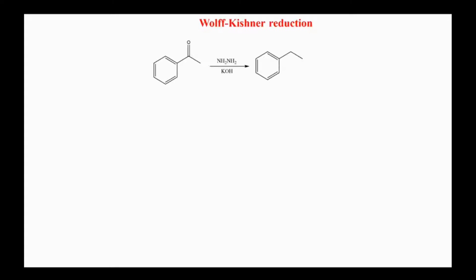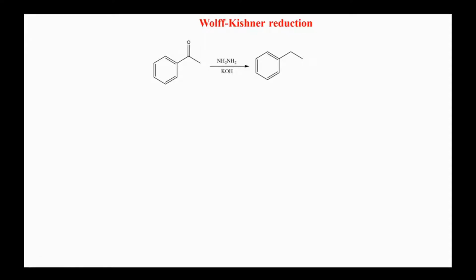Friends, in this video lecture I will be talking about Wolff-Kishner reduction. It's an organic name reaction. What happens in this reaction is we reduce this ketone or aldehyde functional group into alkanes. So simply we are removing the carbonyl group, carbon double bond oxygen, and converting it into a CH2 unit, with the help of hydrazine in the presence of KOH, potassium hydroxide.